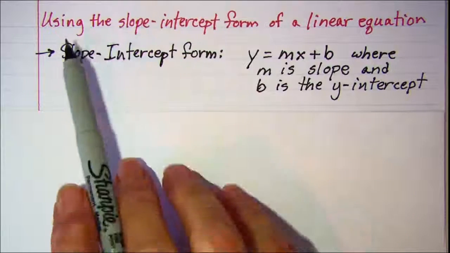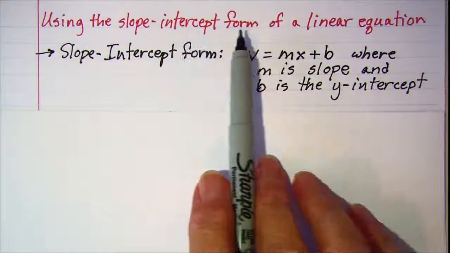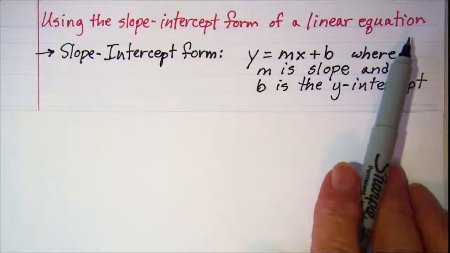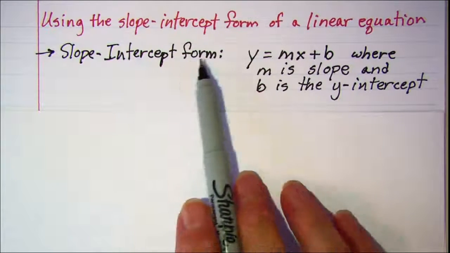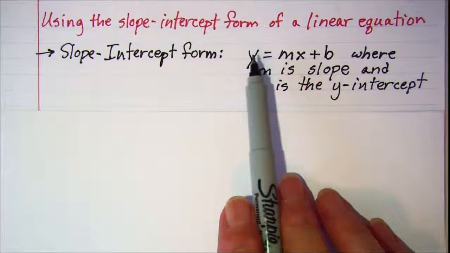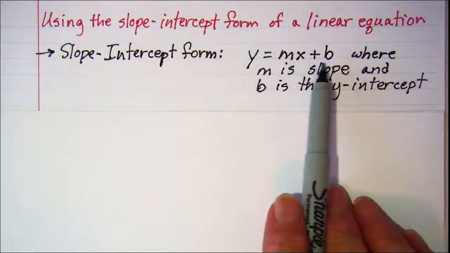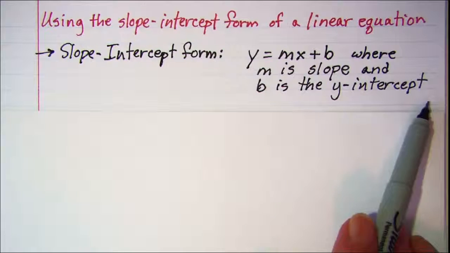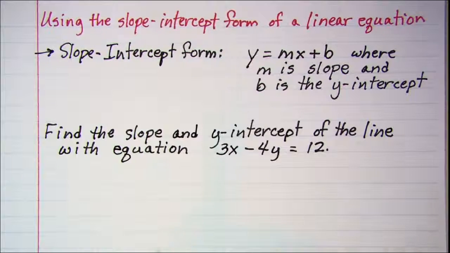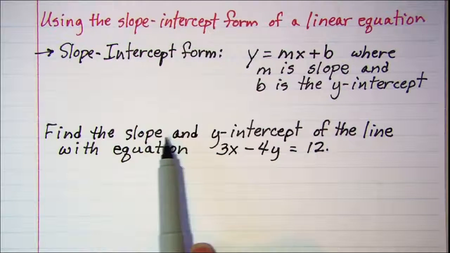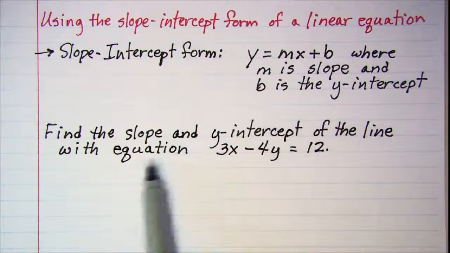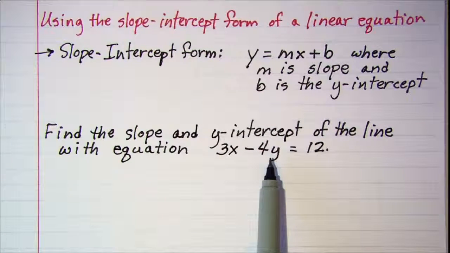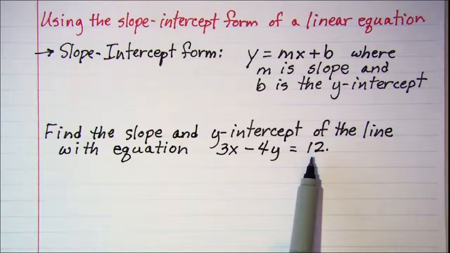In this video, we'll be using the slope-intercept form of a linear equation. The slope-intercept form of a linear equation is y equals mx plus b, where m is the slope and b is the y-intercept. Our first problem is to find the slope and the y-intercept of the line with equation 3x minus 4y equals 12.